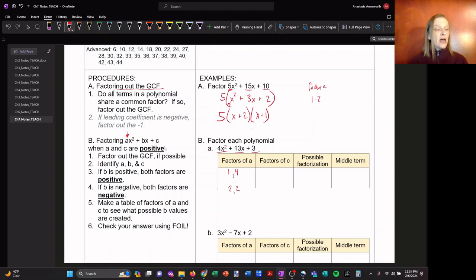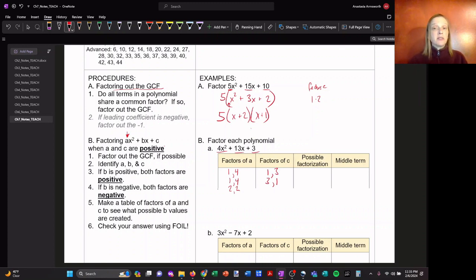Now, as it turns out, I'm going to need to list 1 and 4 twice, because when I do my factors of c, and the factors of 3 are just 1 and 3, I can list these in 2 possible orders. I can either go in the order 1, 3, or I could go in the order 3, 1. So you need to list the factors of a repeatedly to compensate for the fact that you could write your factors of c in different orders.